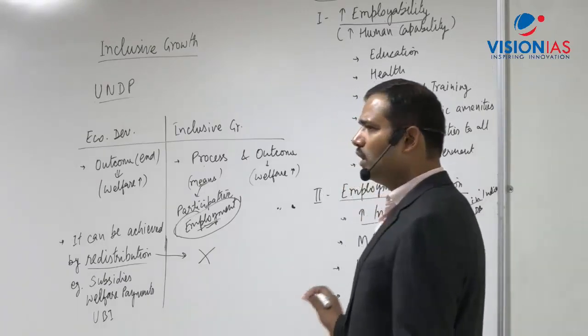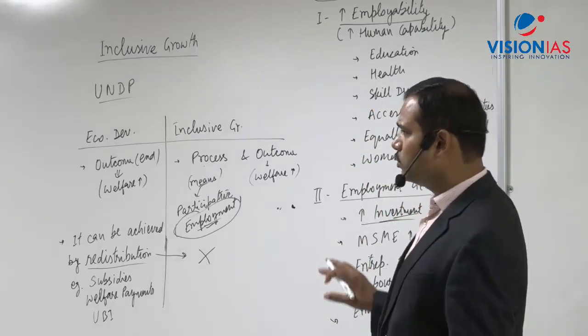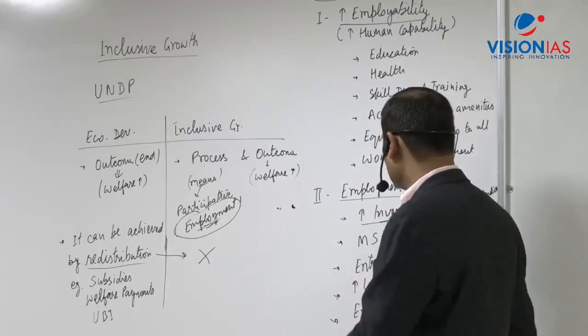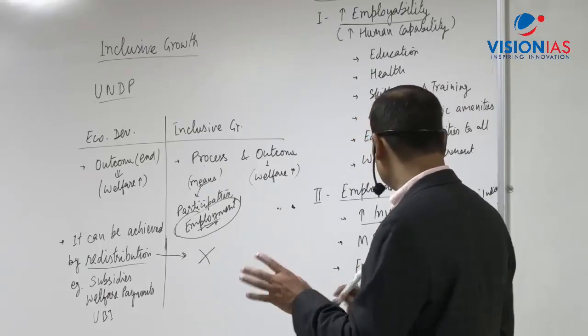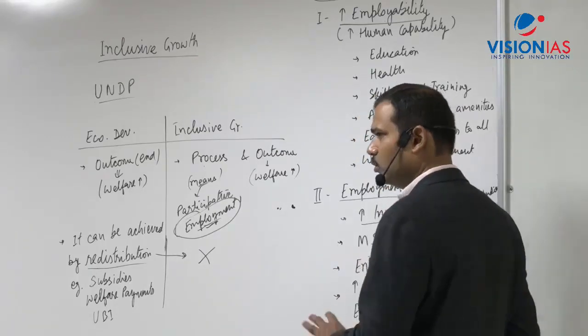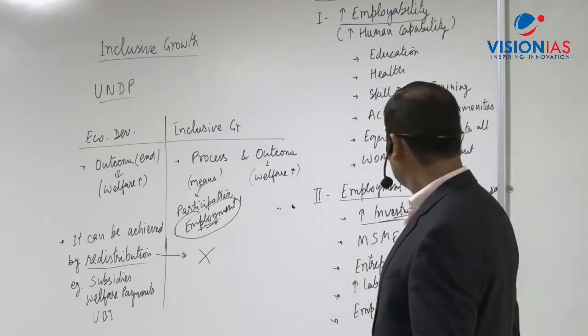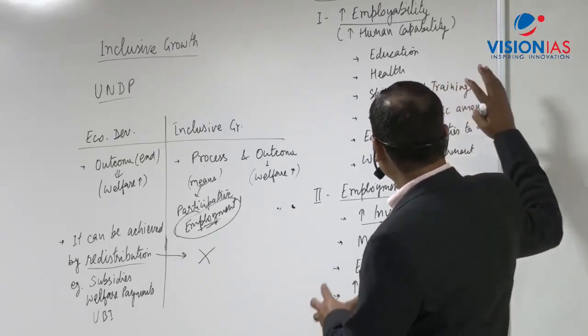As I told you, two types of programs, wage employment, self-employment, we should promote those programs. So these we have discussed, I just gave you a brief idea, and as I told you, we will discuss in much detail later, because each point requires much time. Okay, so these are the components of inclusive growth.